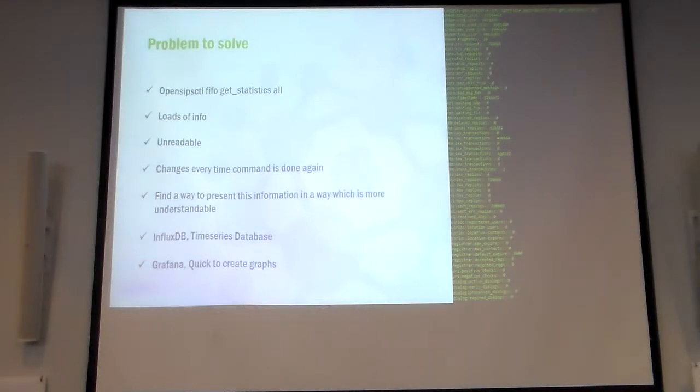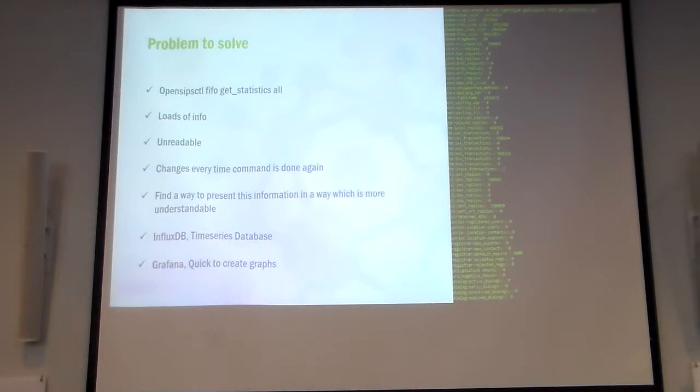On the right side of this sheet, you can see the output of the first command, opensipsctl fifo get_statistics all. Just an enormous list of statistics, and it's not really readable, and every time you refresh the command, it gives new output. It's not really user-friendly to read, but there's lots of different interesting information in this list. So I wanted to do something with it. The solution for me was InfluxDB and Grafana. I tried several solutions, but this one was so easy to work with, so I hope you guys are going to use it as well.